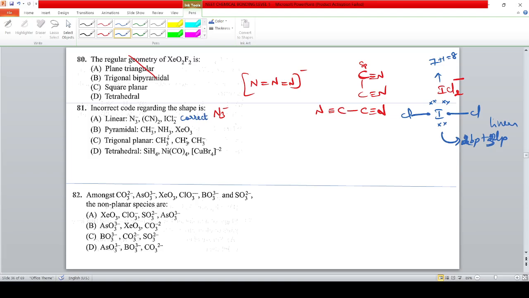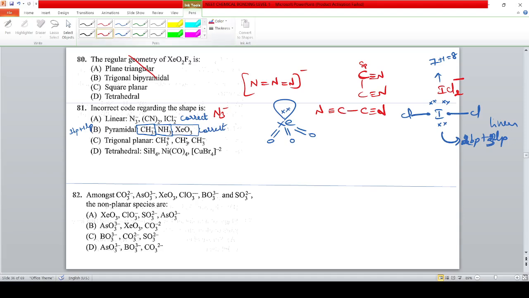Going for option B, pyramidal. Pyramidal means 3 bond pairs and 1 lone pair. Yes, there are 3 bonds with hydrogen and 1 lone pair on nitrogen. XeO3 is also pyramidal. How? Xenon has 8 valence electrons, 2 for 1 oxygen, 3rd and 4th, 5th and 6th for another oxygen, 7th and 8th as a lone pair. So all 3 are given correctly. They are all pyramidal, correct.